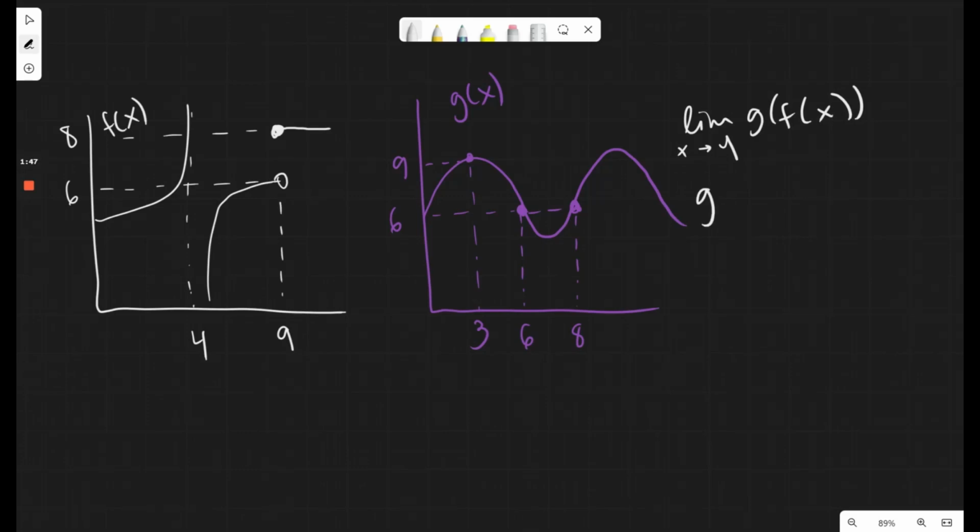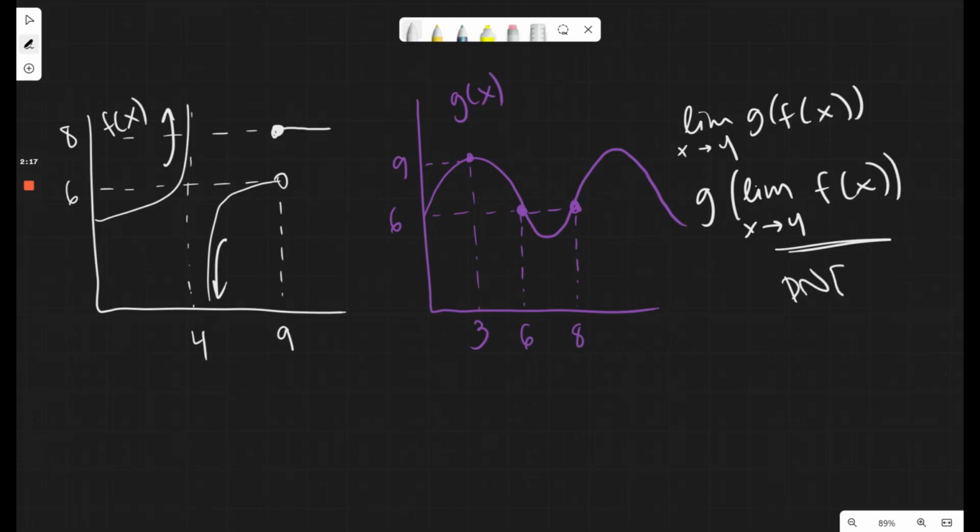Well, using the property that I put up earlier, this is g of the limit as x approaches 4 of f of x. But if you notice, as x approaches 4, the left side of f of x is going to positive infinity, whereas the right side is going to negative infinity. And this limit doesn't exist, and we can't take g of infinity, really, of a value that doesn't exist for our limit. So this right here does not exist.